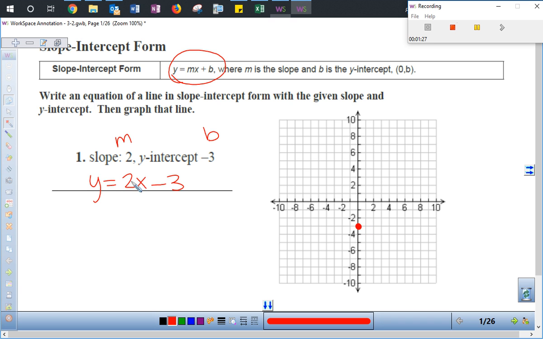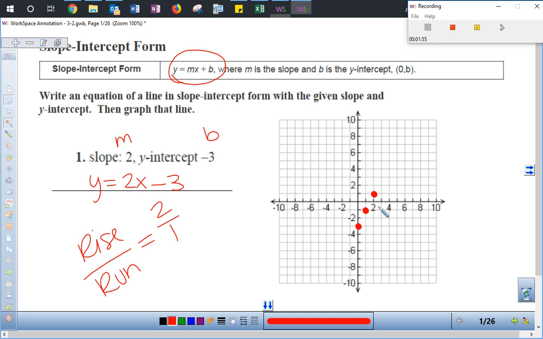Now my slope is 2, but remember slope was actually a ratio between rise and run. It was rise over run. So this 2 is really a fraction of 2 over 1. And to find my next point, all I have to do is go with the slope. So I rise 2 and run 1, which means I'm going up 2 and to the right 1. And then again, up 2 to the right 1.